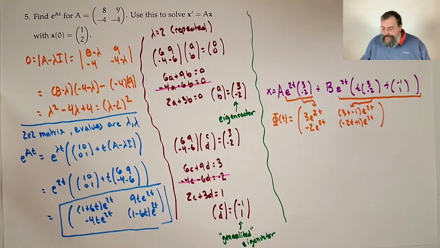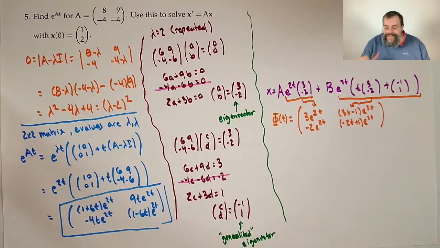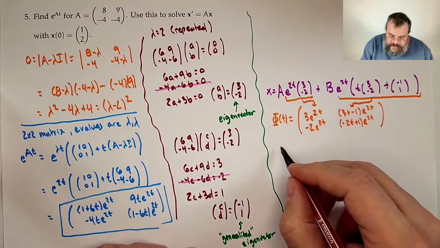All right, so there's our phi of t, our two solutions. Are we done? No, because they don't match yet. But they will, because the next thing we do is to say, all right, what is phi of 0?